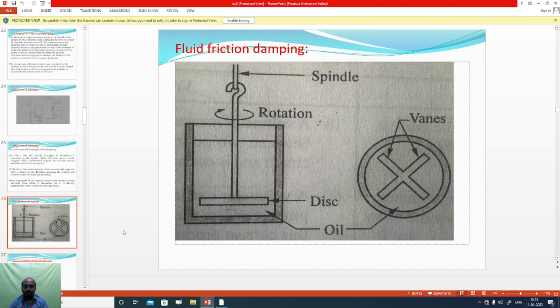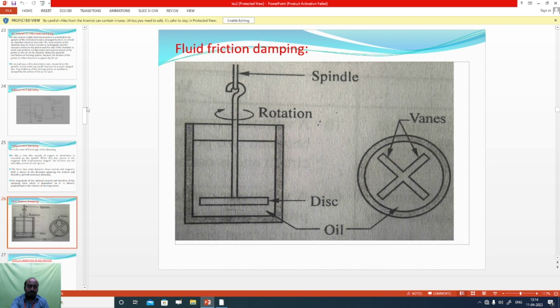Finally, we have seen the fluid friction damping. Here the friction is produced by placing the spindle inside a fluid chamber where the aluminum vane moves against the fluid friction. The friction causes the spindle to come to rest immediately.